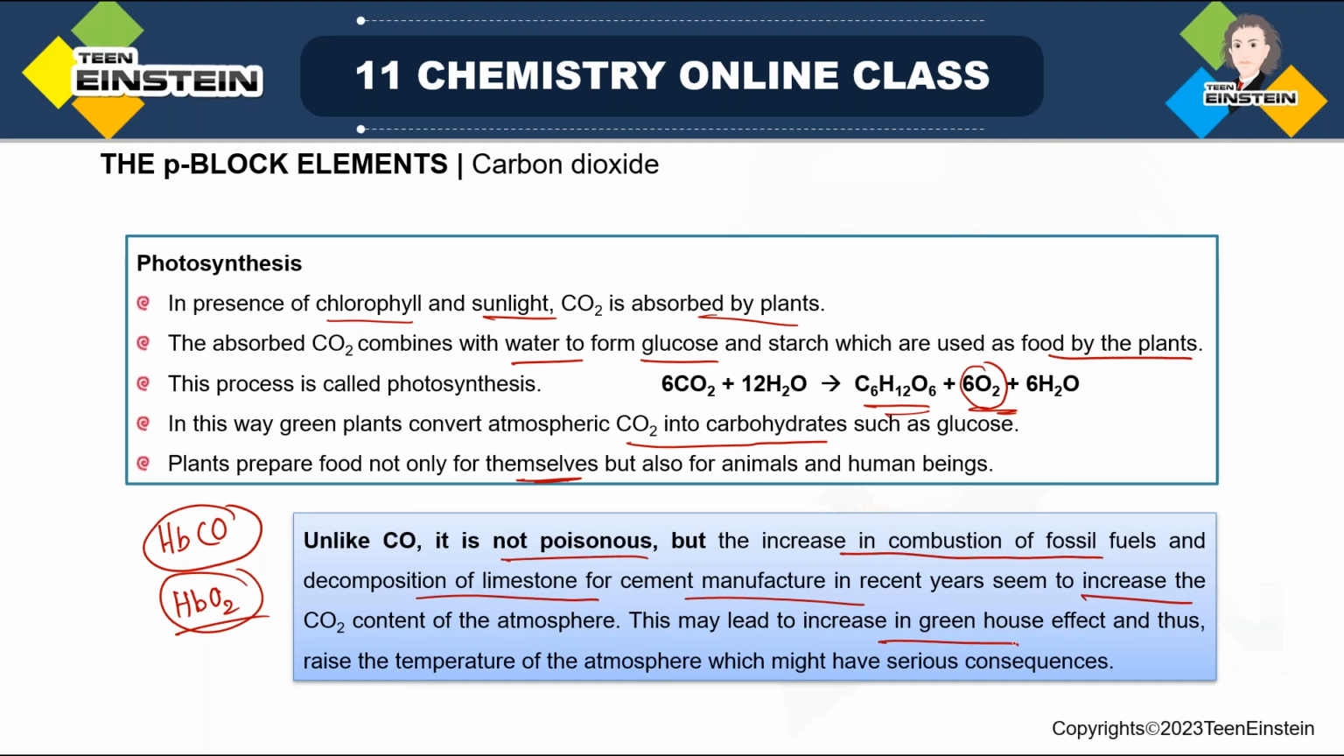Details of this you will be able to know in another chapter, which is environmental chemistry. Because of this greenhouse effect, it will raise the temperature of the atmosphere, and that leads to some serious consequences. So though it is not dangerous like CO, if we consider it in the long run, it is also harmful for us. But that is in our hands, we can control it. If we use combustion or decomposition of limestone for cement manufacturing in a limited way, then it is okay. Otherwise it will lead to greenhouse effect.